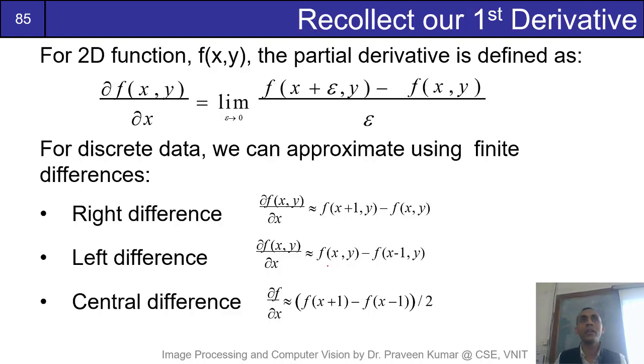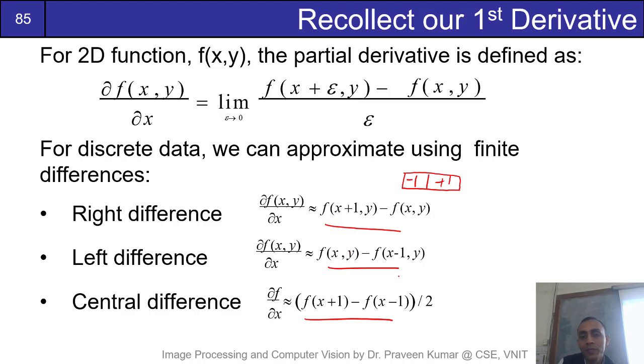How do we represent it as a filter? Our second derivative filter design was very easy. How will we define our filter for this type of derivative? For application purposes we have to design a filter and then do a correlation or convolution operation. So we need to have plus one here and minus one here, a simple 2x1 filter with plus one here and minus one here. If you want to do a left difference, then minus one here and plus one here.